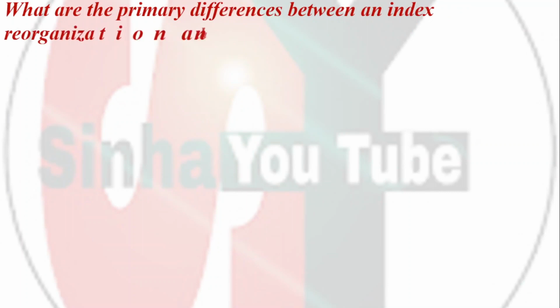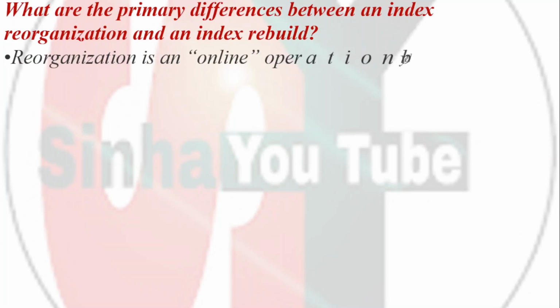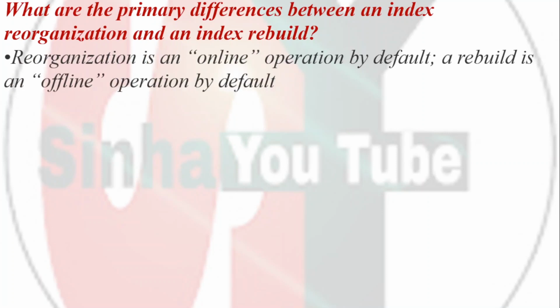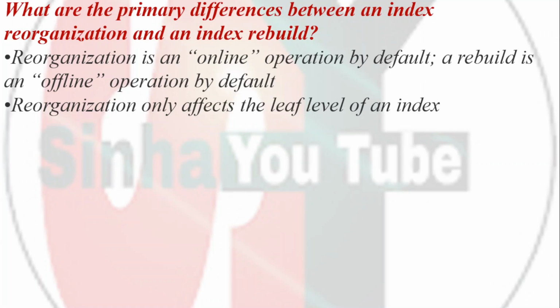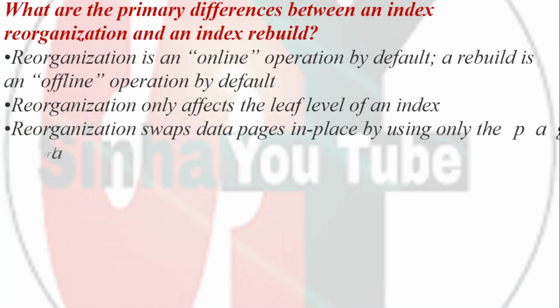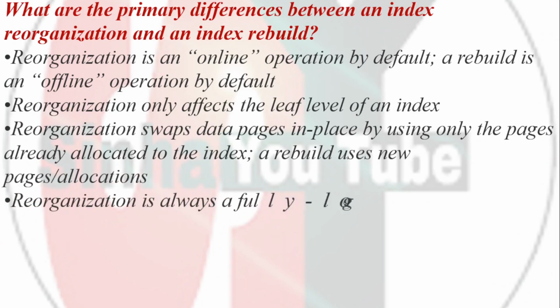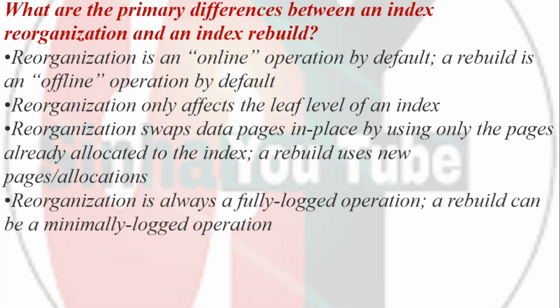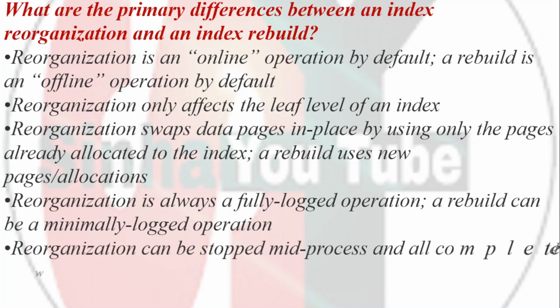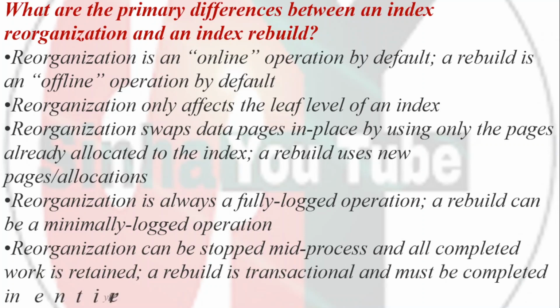Question. What are the primary differences between an index reorganization and an index rebuild? Answer. Reorganization is an online operation by default. A rebuild is an offline operation by default. Reorganization only affects the leaf level of an index. Reorganization swaps data pages in place by using only the pages already allocated to the index. A rebuild uses new page allocations. Reorganization is always a fully logged operation. A rebuild can be a minimally logged operation. Reorganization can be stopped mid-process and all completed work is retained. A rebuild is transactional and must be completed in its entirety to keep changes.